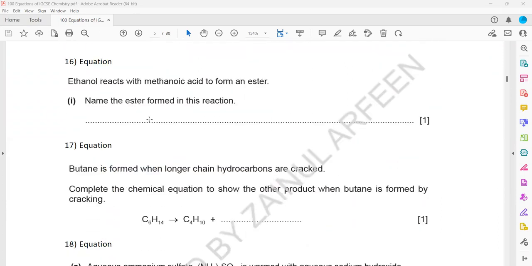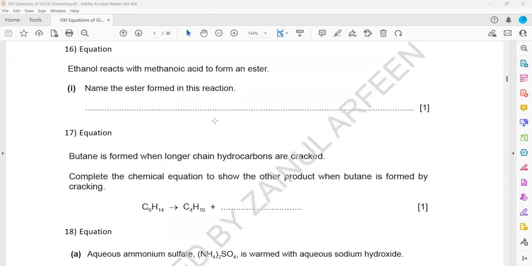Question 16, ethanol reacts with methanoic acid to form an ester. Name the ester that is formed. Ethyl methanoate, because the first name is from the alcohol and the second name is from the carboxylic acid. So ethyl methanoate.